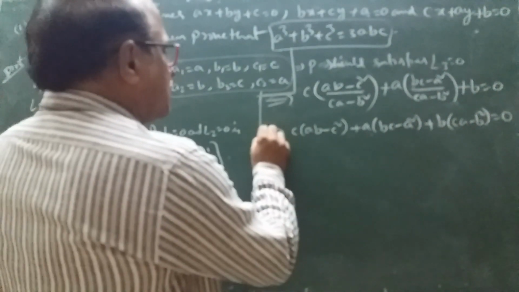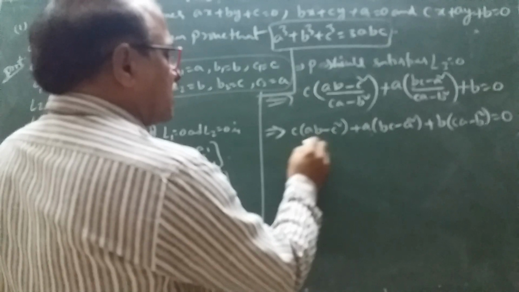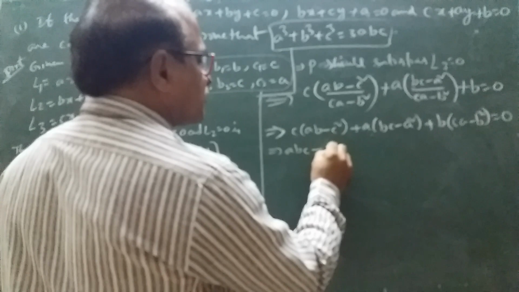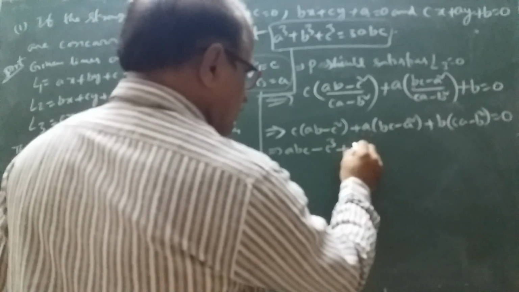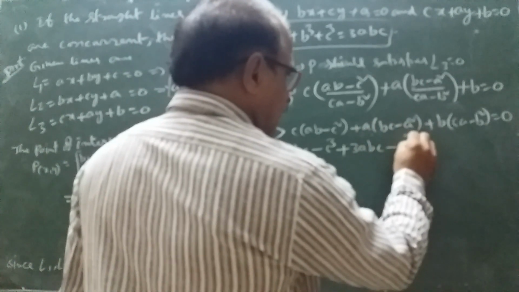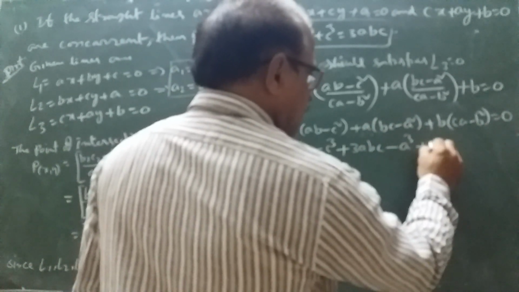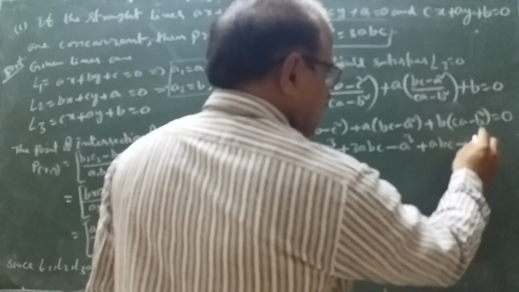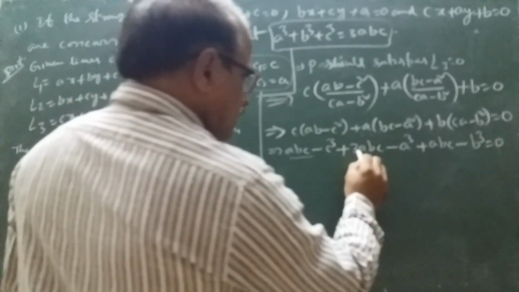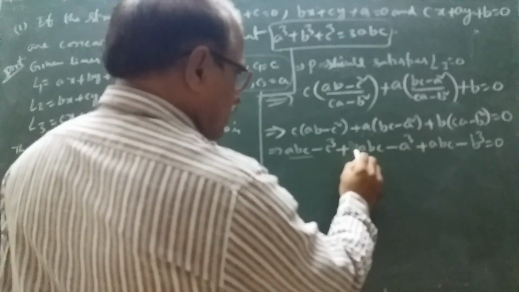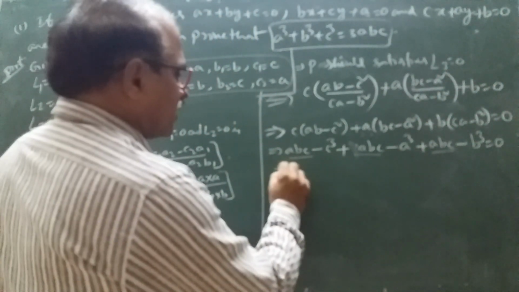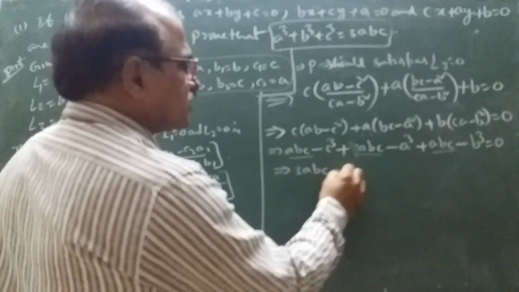By removing brackets, C into AB, that implies ABC, minus C into C square is C cube, plus A into B into C, ABC, minus A into A square, A cube, plus B into C into A, ABC, minus B into B square, B cube, is equal to 0. ABC plus ABC plus ABC, 3ABC. That implies 3ABC is equal to.